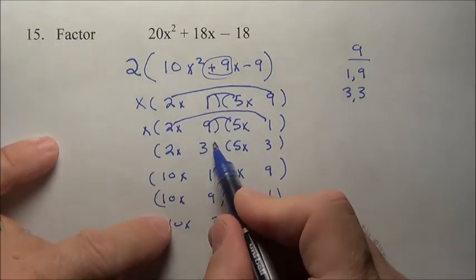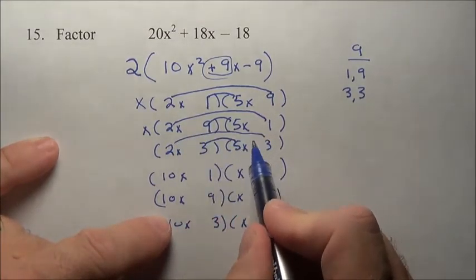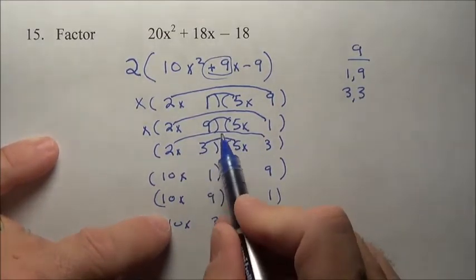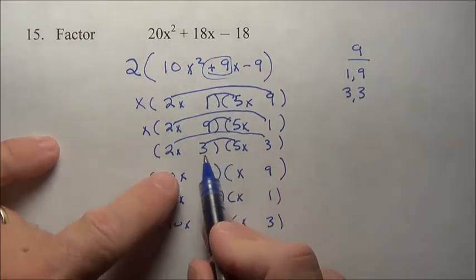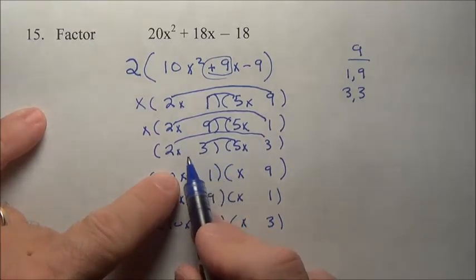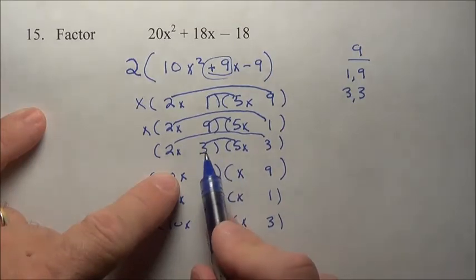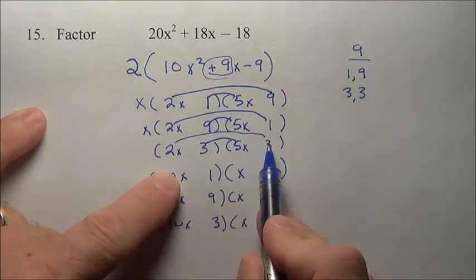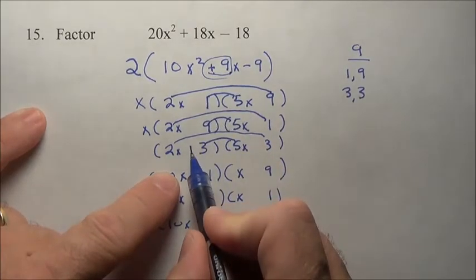Let's look at this one. 3 and 5 is 15. 2 and 3 is 6. 15 and 6. Well, 15 minus 6 will create that 9. It looks like it's going to be this guy. I just got to figure out whether I'm going to put minus or plus, and where. Well, look, that's 15x. That's 6x. You want to create a positive 9x. So I put the positive right here.